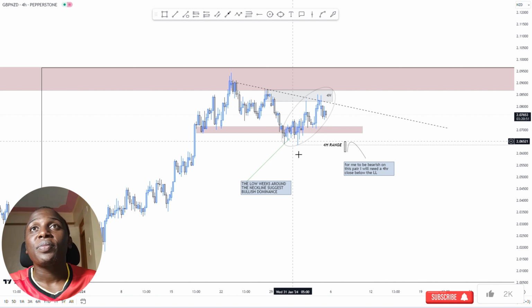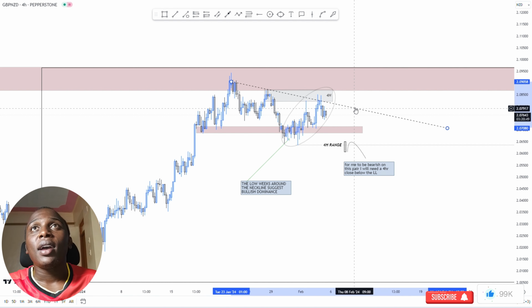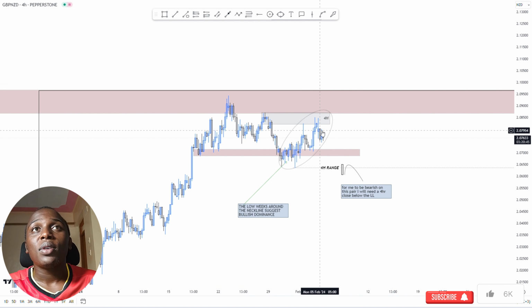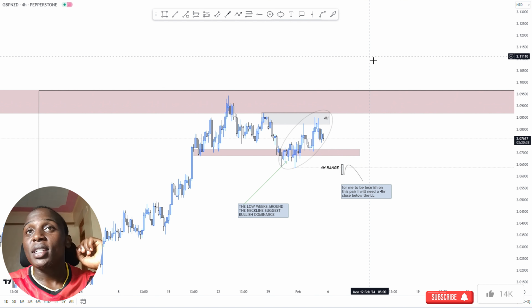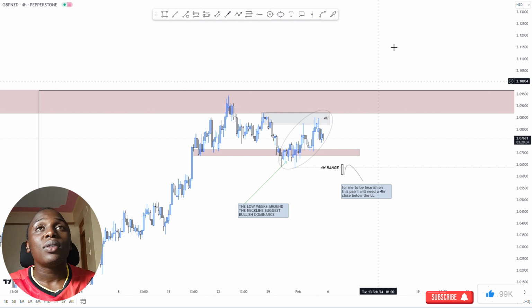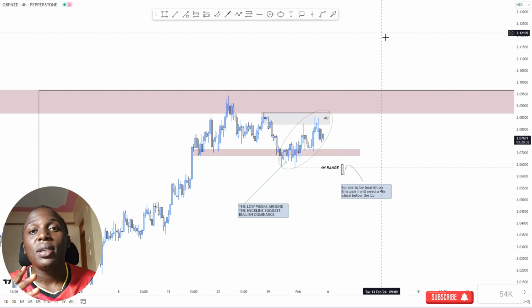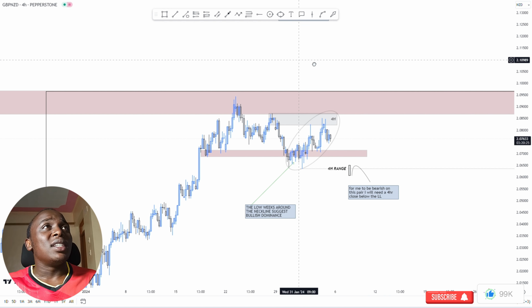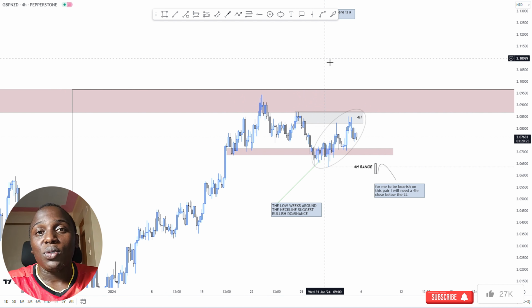So as of now, the market might also come and close above this resistance zone and continue to rally all the way up. So if that happens, I'll be looking to trade the retest and continue being bullish to the next point of resistance or support, supply, demand, whichever. So that is it for GBPNZD. Let's go to the next currency pair.